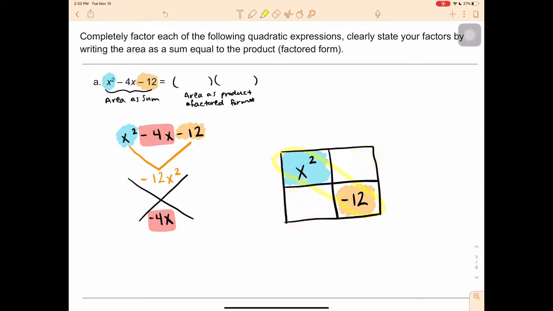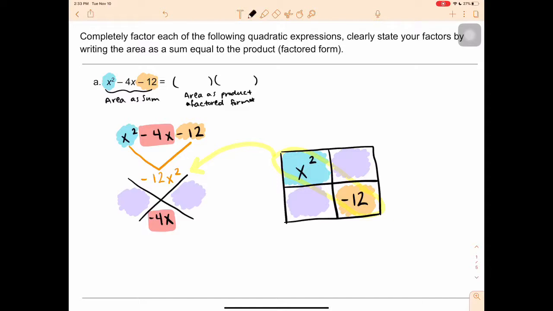So whatever those two numbers are in that bottom left and top right, they are also going to multiply to negative 12x squared. So we have to see what those two numbers are that multiply to negative 12x squared, but also add to negative 4x. Once we find those two numbers, we're going to put them right where the purple is there in the area model, the bottom left and the top right.